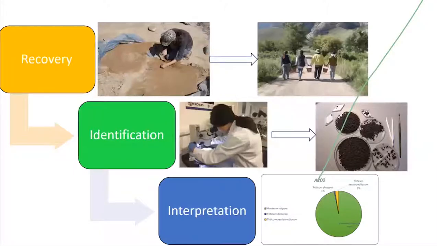And how does the process actually go in archaeobotany? Sometimes it sounds so complicated. People think that if you're an archaeobotanist, you're probably super smart. No, I'm not. For example, I'm not a very smart person, and it's easy to do. You should follow 3 steps. First is recovery.